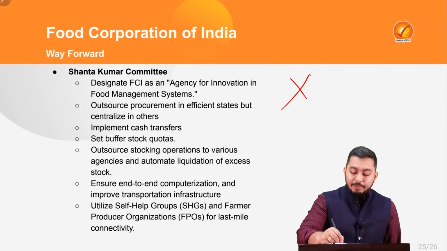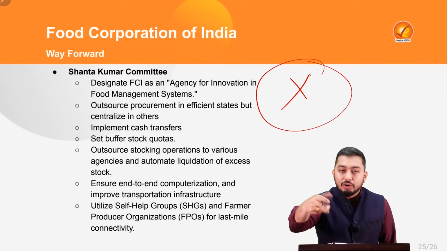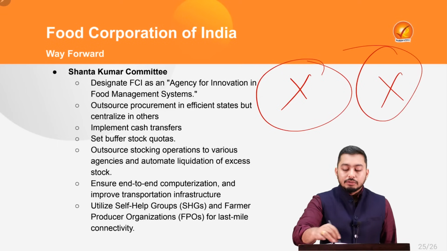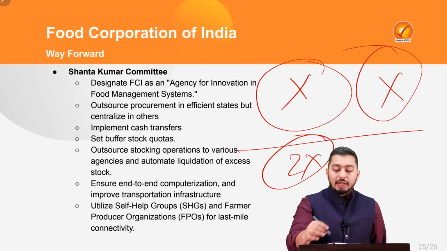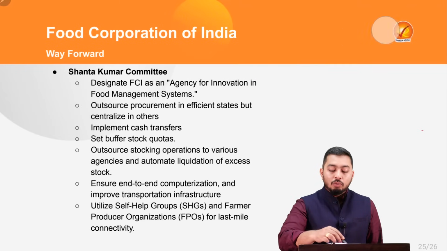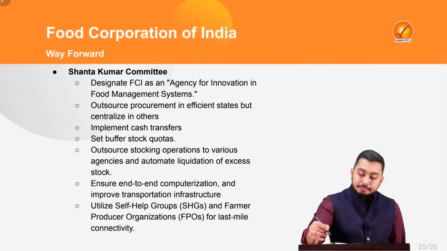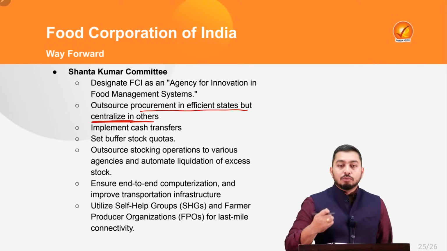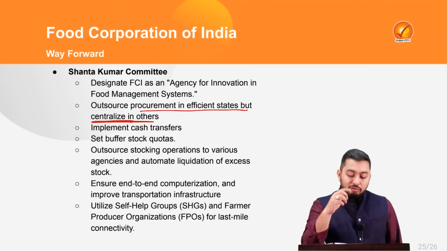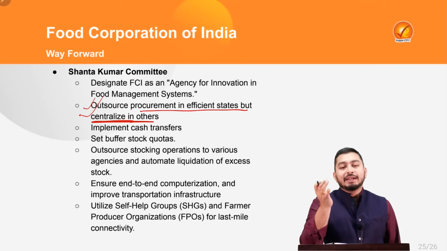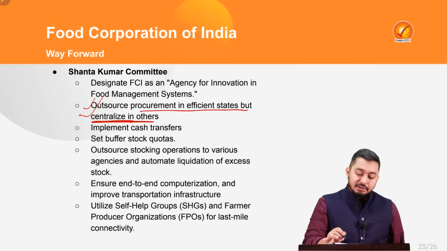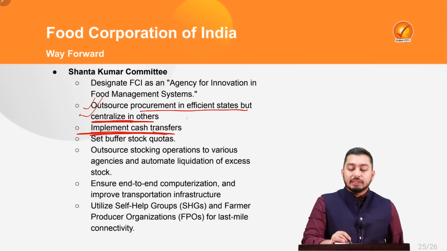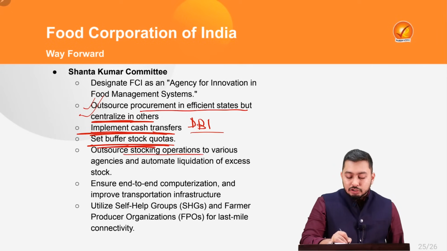So let's say I have X capacity. Now when I add the storage capacity of the private sector, can I say at least it will become 2x? So I will be able to store more grains in a hygienic environment. Then outsource procurement in efficient states, but centralize in others. So if you're performing well, you are going for end-to-end computerization, I will go for outsourcing it or localizing it. And if you are not performing well, then I will naturally have to centralize it. Then implementation of cash transfers, that is DBT, direct benefit transfers. Then set buffer stock quotas and outsource stocking operations to various agencies and automate liquidation of excess stock.